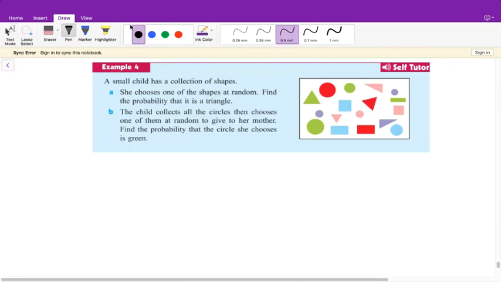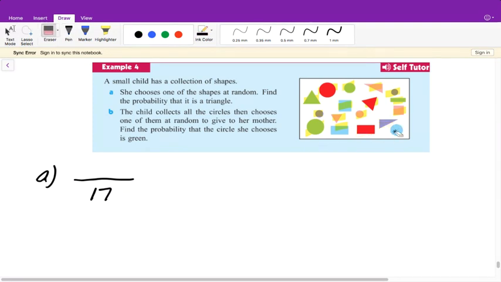All right, so for this one, we're saying a small child has a collection of shapes. She chooses one of the shapes at random. Find the probability that it is a triangle. So for A, the first thing I'm going to do is find the total number of objects she can choose from. We have 1, 2, 3, 4, 5, 6, 7, 8, 9, 10, 11, 12, 13, 14, 15, 16, 17. So there's a total of 17 different shapes that she can choose from. That is our sample space, our total number of outcomes.